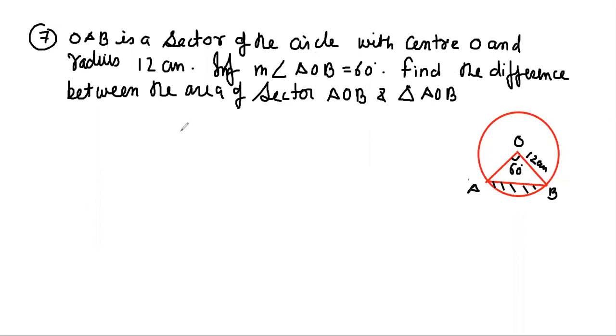Find the difference between the area of sector AOB and triangle AOB. So which is the sector? This part that you can see in the diagram. This entire part is known as the sector. And which is the triangle? That I will mark in red color now. This which I have marked with red color is the triangle. So I have to find the difference between this sector and the triangle. First I will find the area of this entire sector, and out of that I'll take out this triangle.